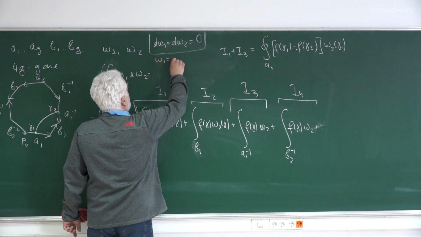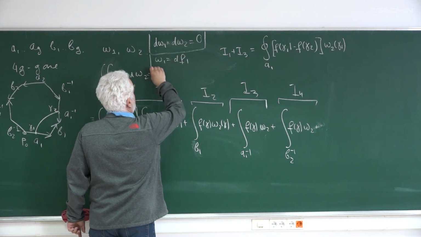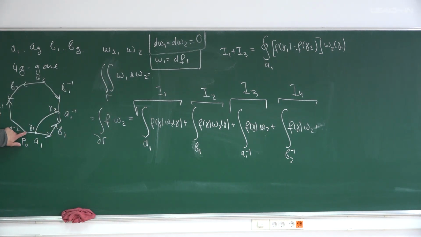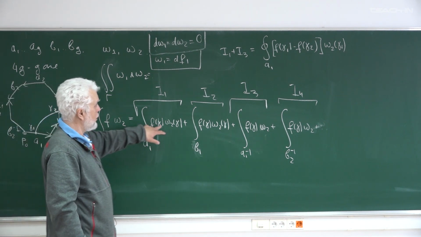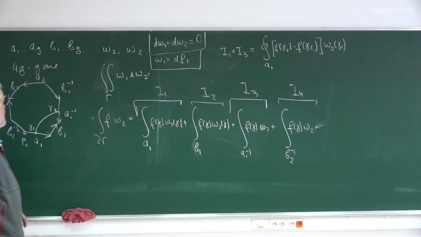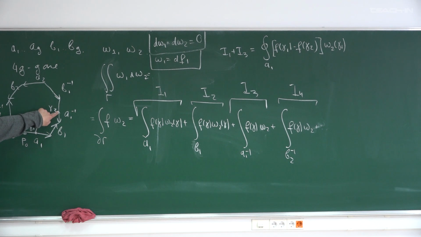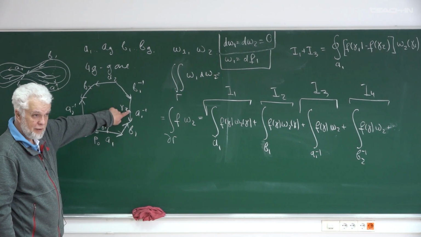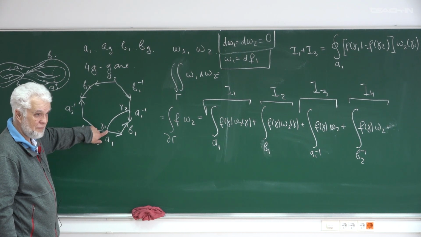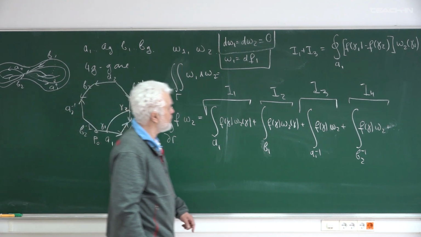Omega 1 is df1. We can assume that we start integration from point 0. It's not essential. Now we apply the Stokes formula. Because omega 2 is the same form, you see. But the f are different, you see.